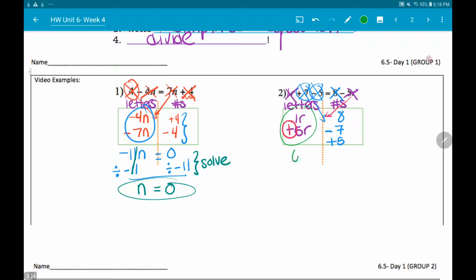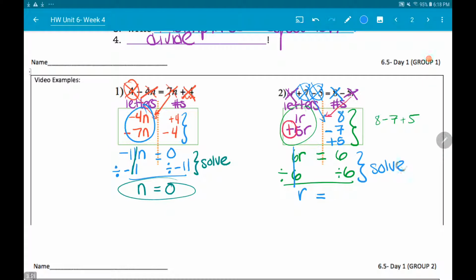1 plus 5 is 6r. And then on this side, I'm going to go ahead and solve. 8 minus 7 plus 5 is 6. Last step. Alright, these cancel. I'm left with r equals. I solve my right side, and I get 1.